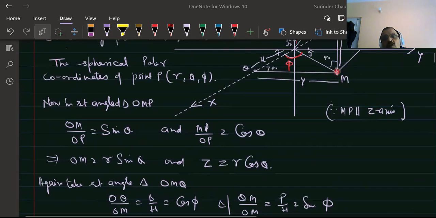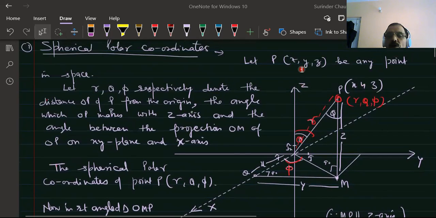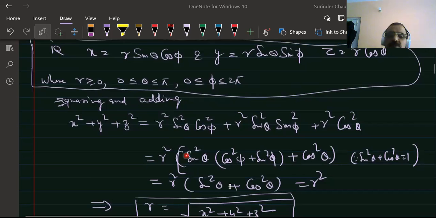Represent any quantum of this space. Now let's find the equations of the surfaces in the spherical coordinates.